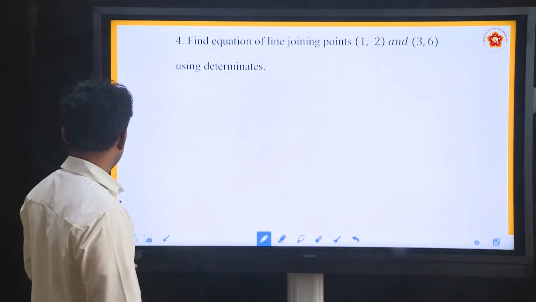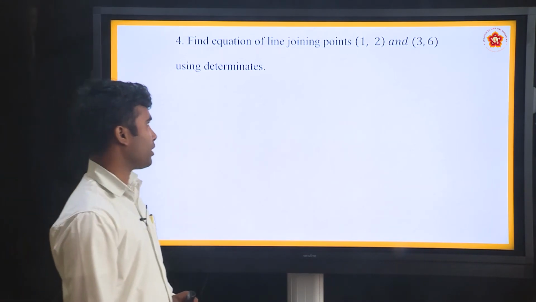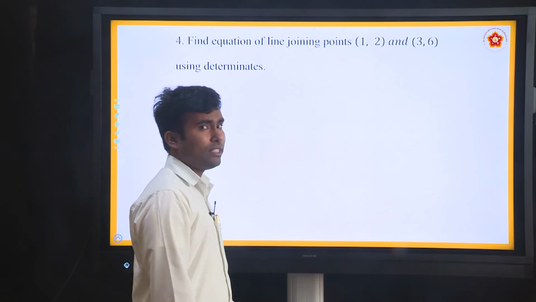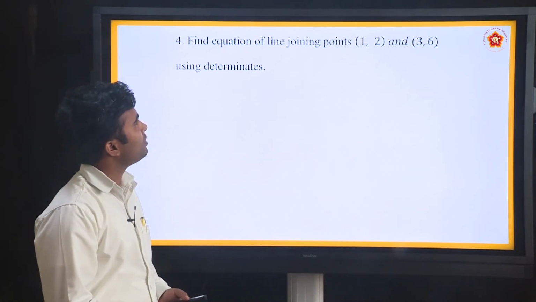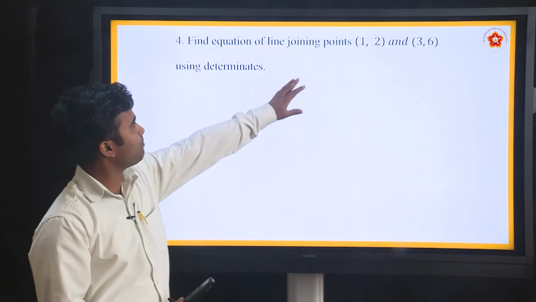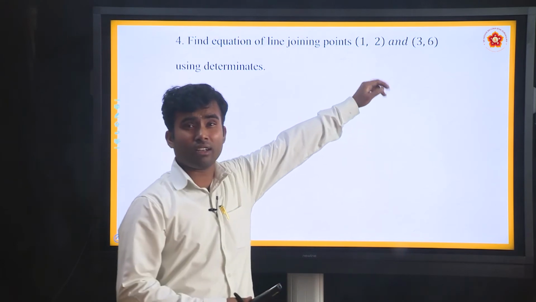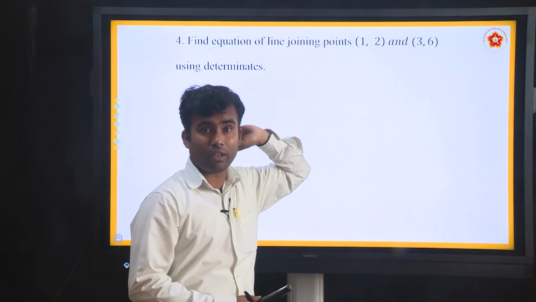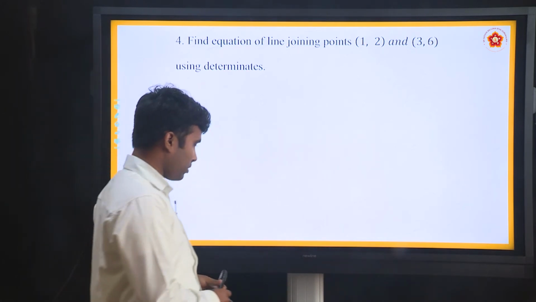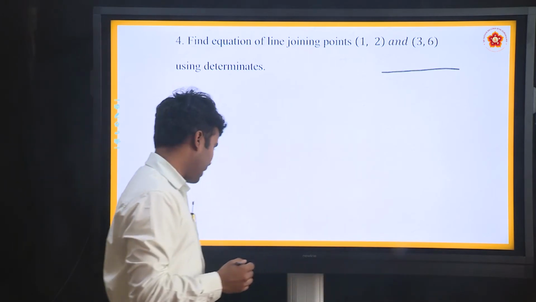So, next question: find the equation of the line joining points (1, 2) and (3, 6) using determinants. Here you might get confused why we have only 2 points and the question is asking to find the equation of a line. Line means what? This is the line. There are many points which lie on the line.